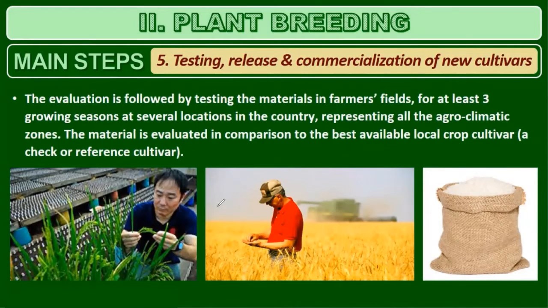The evaluation is followed by testing the material in farmers' fields for at least 3 growing seasons. So once the testing is done in the research field, the product is grown in the farmers' fields for about 3 growing seasons at several locations in the country, representing all the agroclimatic conditions. The material is evaluated in comparison to the best available local crop cultivar, a check or a reference cultivar.